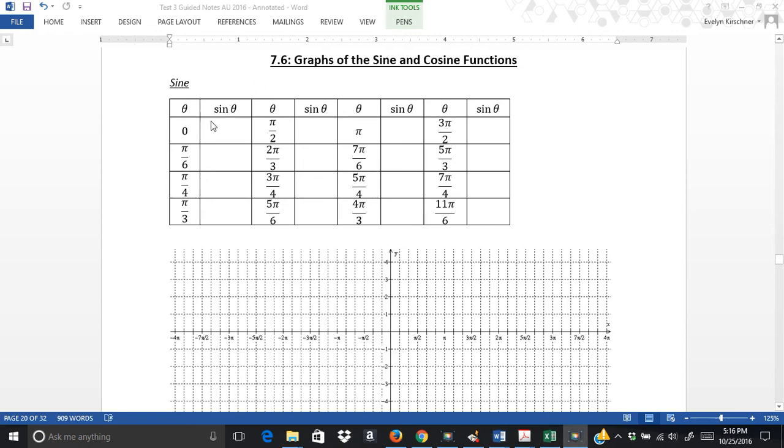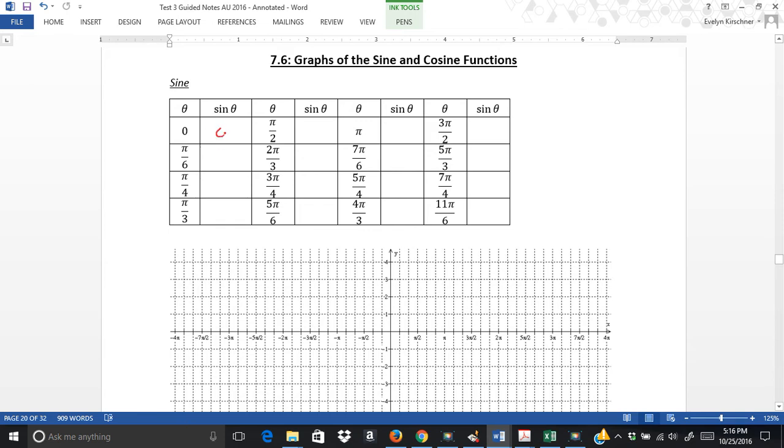We want to graph the sine function. So what we're going to do first is write the values of the sine for one period, because we said after that it repeats itself. And 0 and 2 pi are the same, so we're going to go from 0 all the way to 11 pi over 6 for the values on our unit circle.